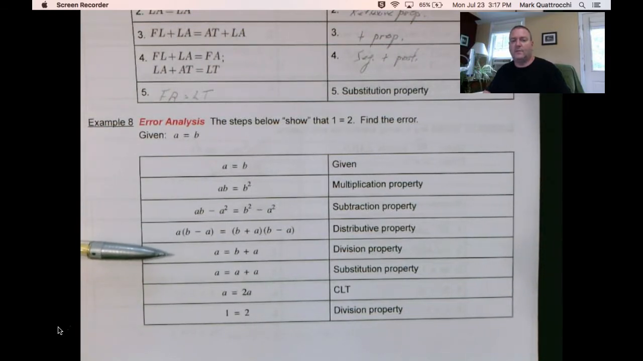And you might be thinking, well, what's wrong with that? We did division property, right? Division property going from statement 4 to statement 5. We divided by B minus A. Divided by B minus A, we get this. That's a problem. What's the problem? Well, hopefully when you were writing out your properties and when you wrote the division property, you included the fact that you can never divide by 0.